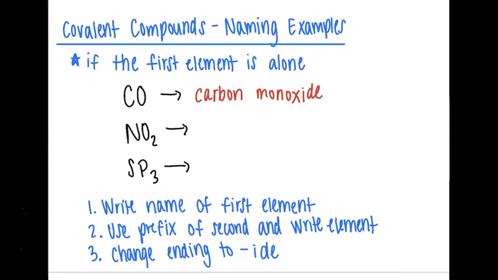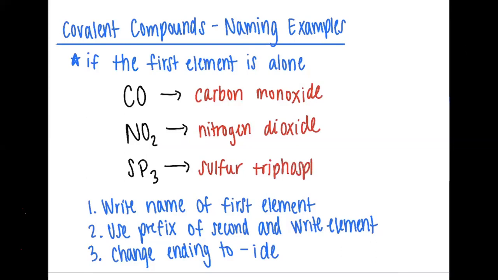What am I going to do for NO2? It would just be nitrogen dioxide. Good. It is nitrogen dioxide. Perfect. Zedek, can you do number 3 for me? What is it? Sulfur. What is P? Phosphorus. Sulfur triphosphide. Perfect. So that's what we do if that first element is alone.